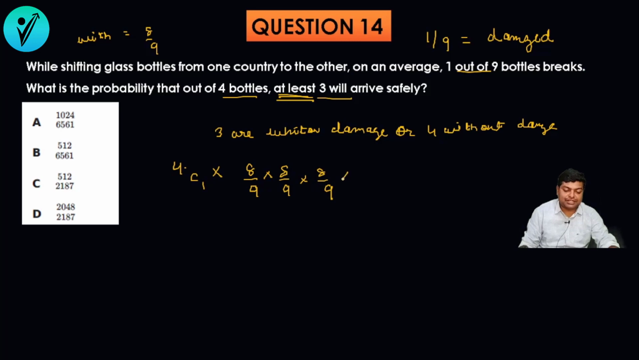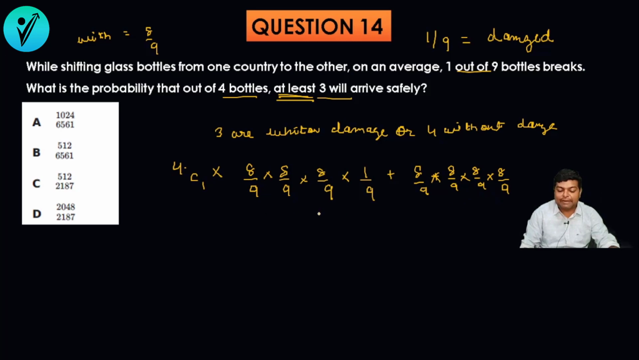And if 1 is damaged, okay, any one of these four will be damaged, so that will be 1 upon 9. Plus, or means plus, all 4 without any damage. So if all 4 are without any damage, I need not do any selection. If every bottle is good, there is no damage, so I will not be using anything. So if all are good, it will be 8 by 9 into 8 by 9 into 8 by 9 into 8 by 9. All bottles are correct.